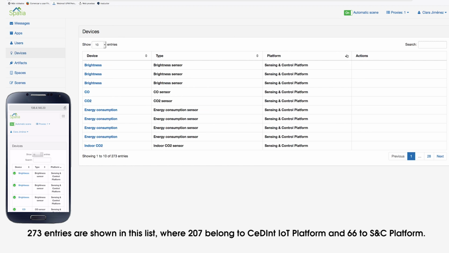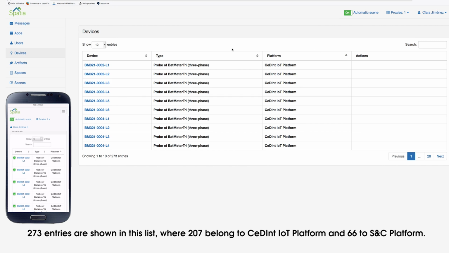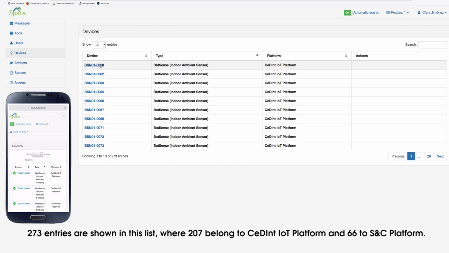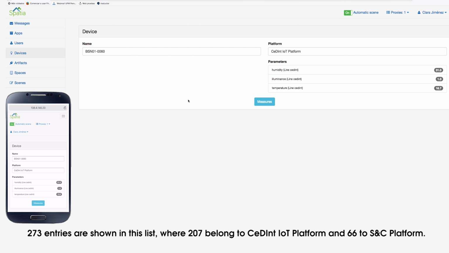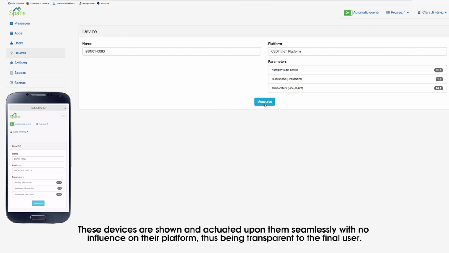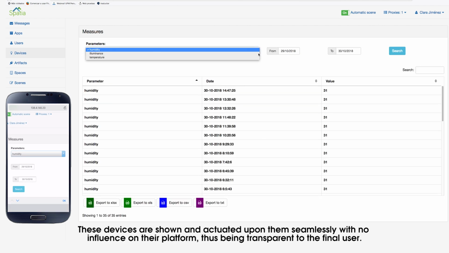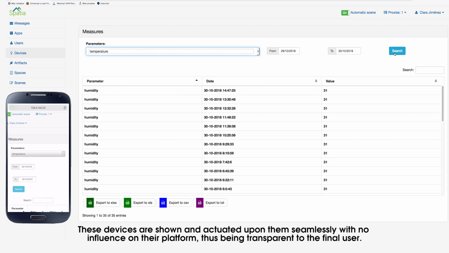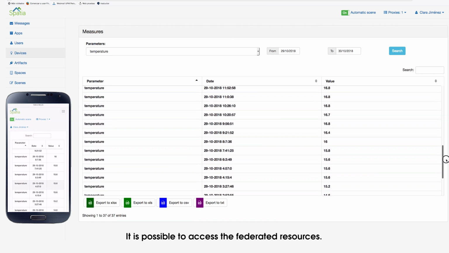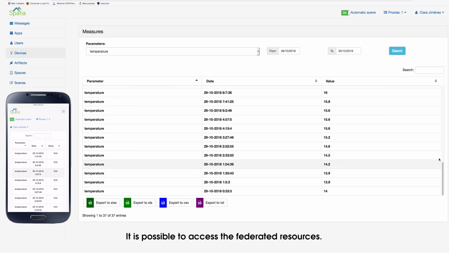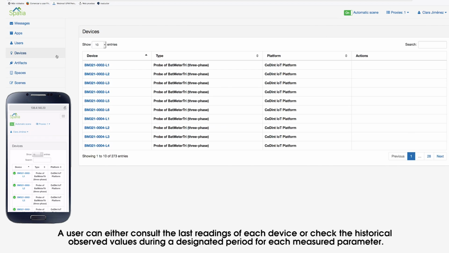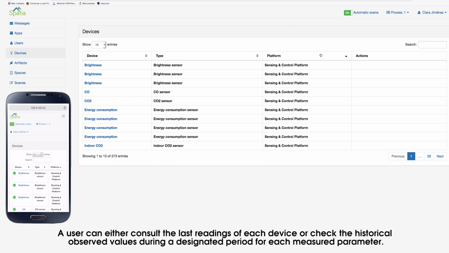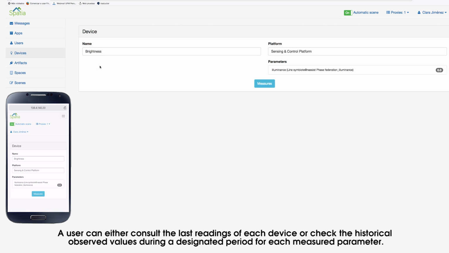273 entries are shown in this list, where 207 belong to CeDInt IoT platform and 66 to Sensing and Control platform. These devices are shown and actuated upon them seamlessly with no influence on their platform, thus being transparent to the final user. It is possible to access the federated resources. A user can either consult the last readings of each device or check the historical observed values during a designated period for each measured parameter.